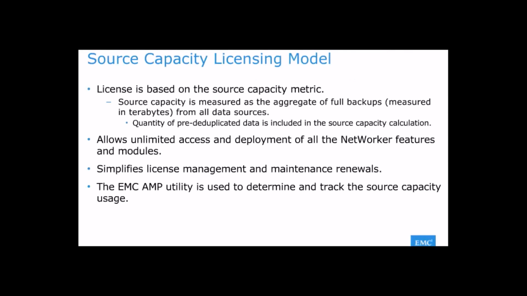With the capacity licensing model, NetWorker software is licensed based on the source capacity metric. Source capacity is measured as the aggregate of full backups, measured in terabytes, from all data sources that are protected by the NetWorker software, irrespective of where the data is moved. The source capacity license model allows for unlimited access and deployment of all NetWorker features, modules, and options, and simplifies license management and maintenance renewals, since only source capacity of the data zone is tracked. The EMC AMP utility, a virtual appliance, is used to determine and track the backup environment's source capacity usage.